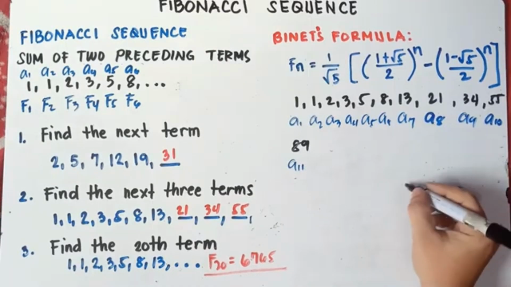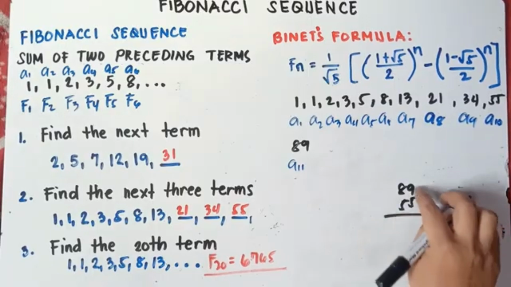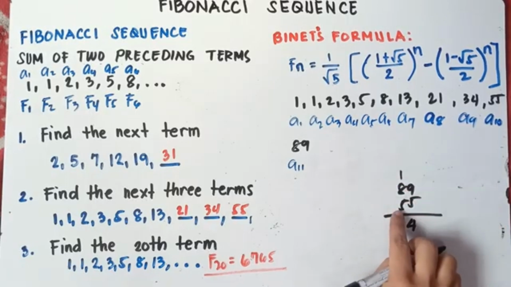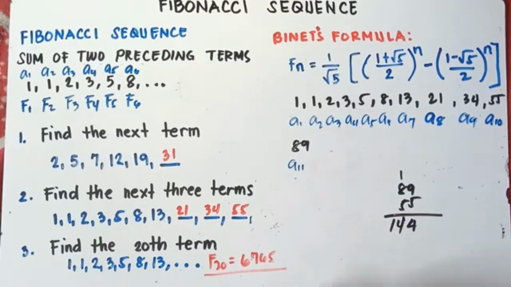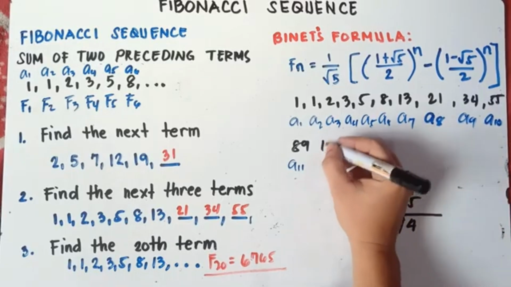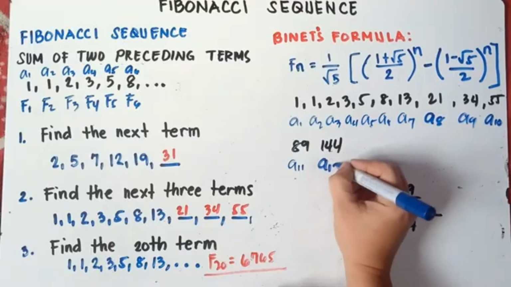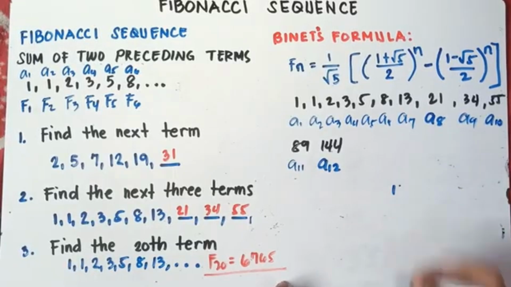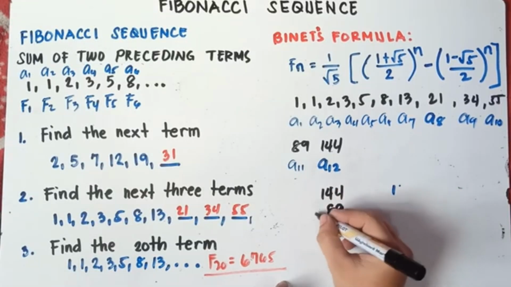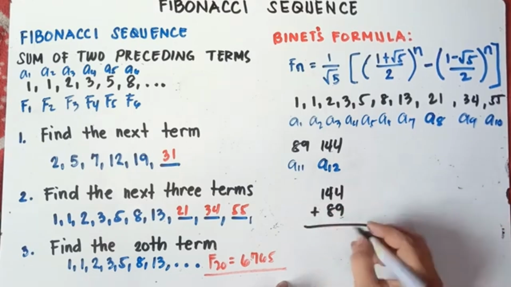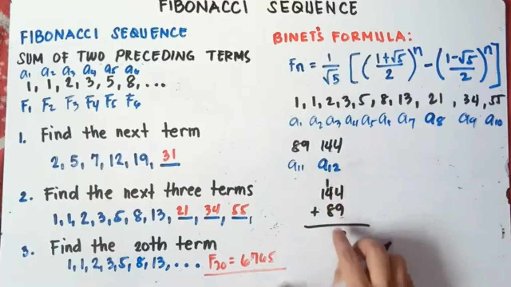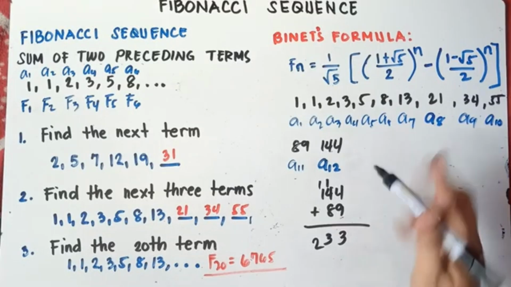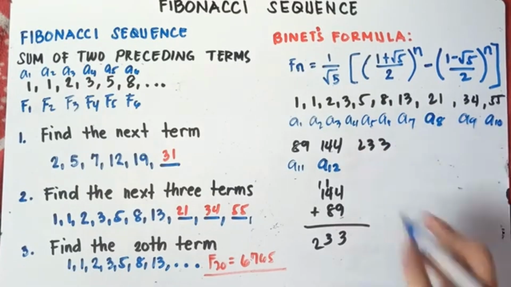Alright, 89 plus 55. So 9 plus 5 is 14, 4 carry 1. 8 plus 1 is 9, plus 5 is 14. 144. So the 12th term is 144. Let's check if we get this answer. So 144 plus 89. 9 plus 4 is 13, carry 1. 8 plus 4 is 12, plus 1 is 13, carry 1, 233. So this will be 233, your 13th term.